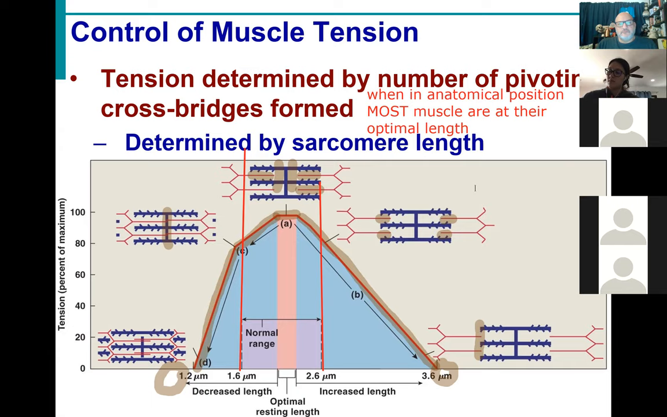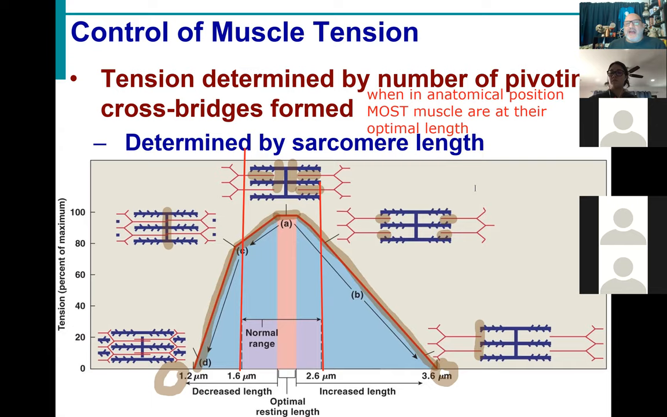All right. Questions on this? All right, I think this is the easier concept to understand. When we get to the number of action potentials, it gets a little bit more tricky.